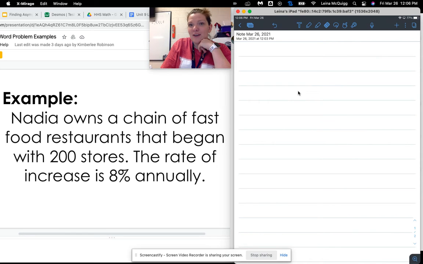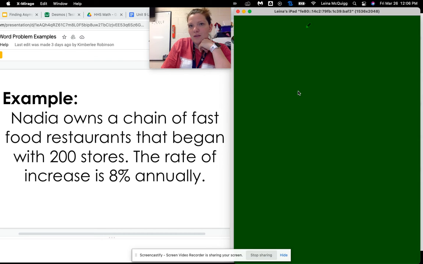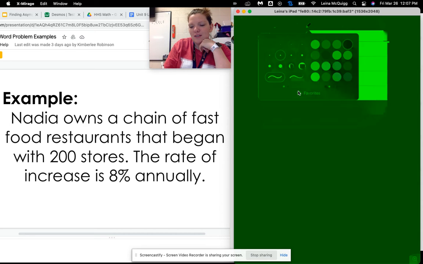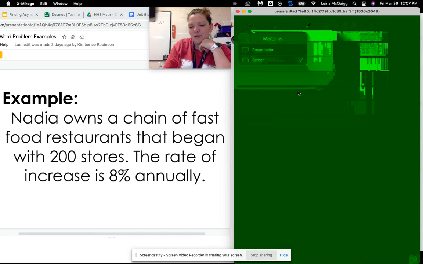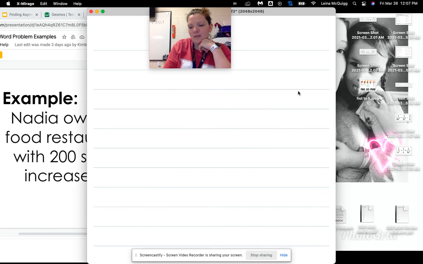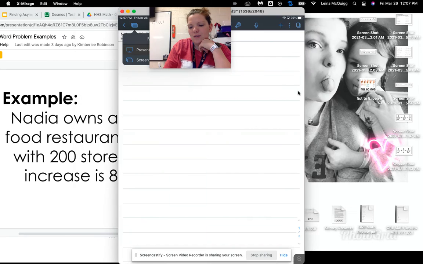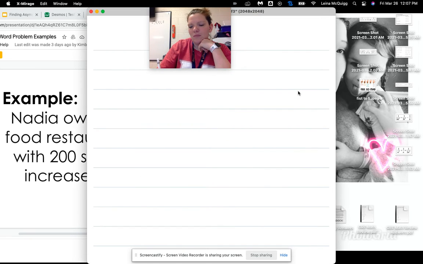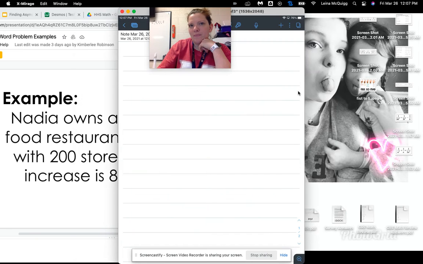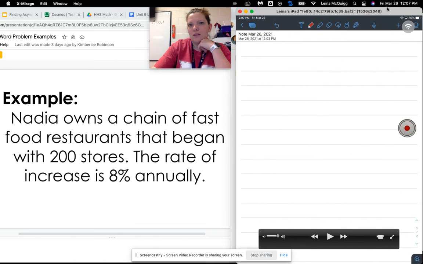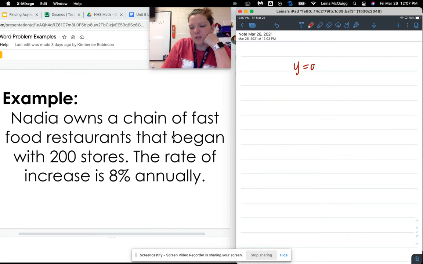First, our standard form for exponentials is, okay, what just happened here? Let's see if it's going to work. Here we go. Sorry, guys. All right, so our standard form for exponential equations is y equals ab to the power of x.